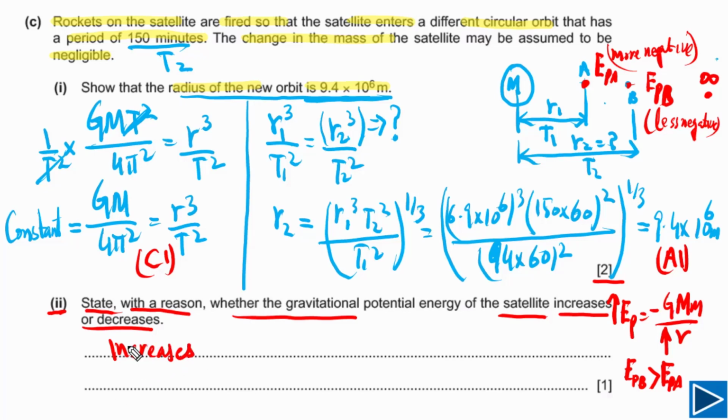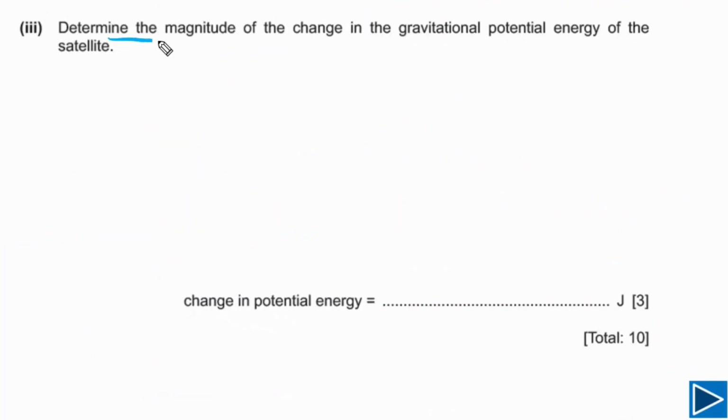Second, we need to explain why increases. We can simply write down the reason is that because the separation increases. We can write down separation increases, or you can say the distance from the center of the planet increases. And this question has only 1 mark, and that mark is B mark. For this part, we need to determine the magnitude of the change in the gravitational potential energy of the satellite.